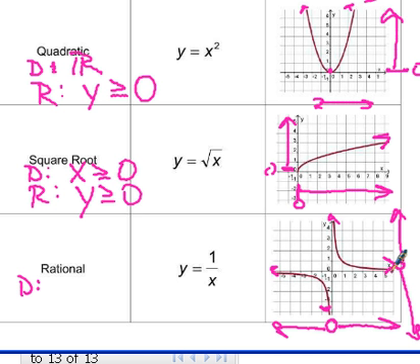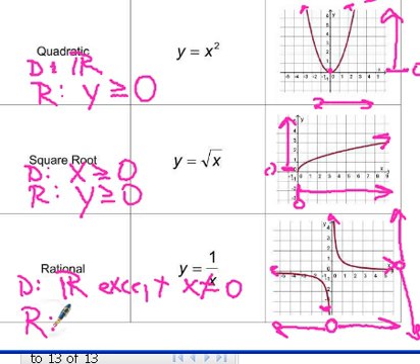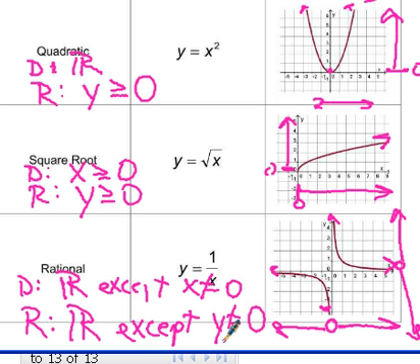So the way we're going to show that is we're going to say that the domain, since it does go left to right forever, except with a hole, is going to be all reals except x does not equal 0. So we're going to put that slash through the equal sign. And then the range, same thing. It goes up and down forever except for that one spot. So all reals except y does not equal 0. Okay. So that's the rational. A little bit crazy looking.